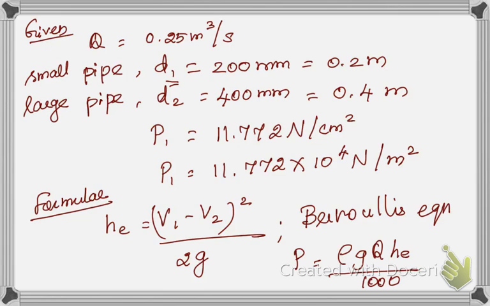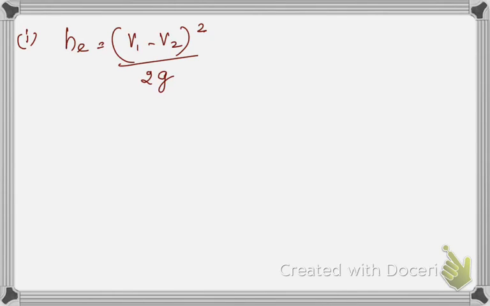So we'll take the first one, that is loss of head due to sudden enlargement, which is HE is equal to V1 minus V2 the whole square divided by 2G. Here V1 is unknown to us and V2 is also unknown to us. So we have to determine V1 and V2. How can we determine? By using our continuity equation. Our continuity equation is nothing but Q is equal to A1 V1, which is equal to A2 V2.